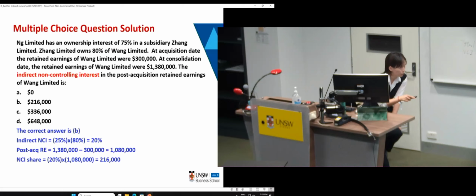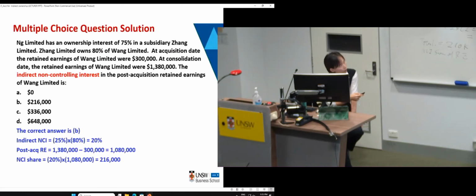You can explain that. One minus 75% is 25%, the DNCI in the child company, John Limited, right? This party has an indirect non-controlling interest in the grandchild company, Wang Limited. So that's why using 25% multiplied by 80%, you have an INCI interest of 20%. Now we need to find out the post-acquisition retained earnings. How do we get the post-acquisition retained earnings?